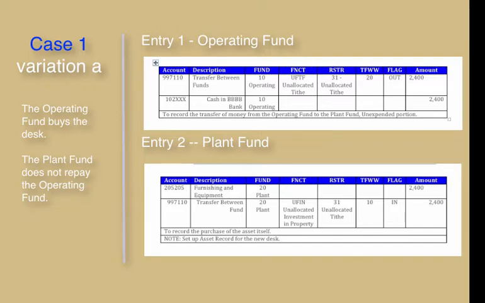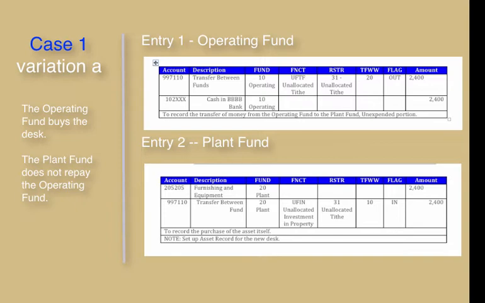The credit side of this entry will be to account 997110, which is the transfer between funds account. This time the fund analysis will be 20 and the function will be UFIN, which is the code for unallocated investment in property. The restriction code will be 31 because, remember, we're using unallocated tithe, and the TFWW code will be 10, showing where the money came from.